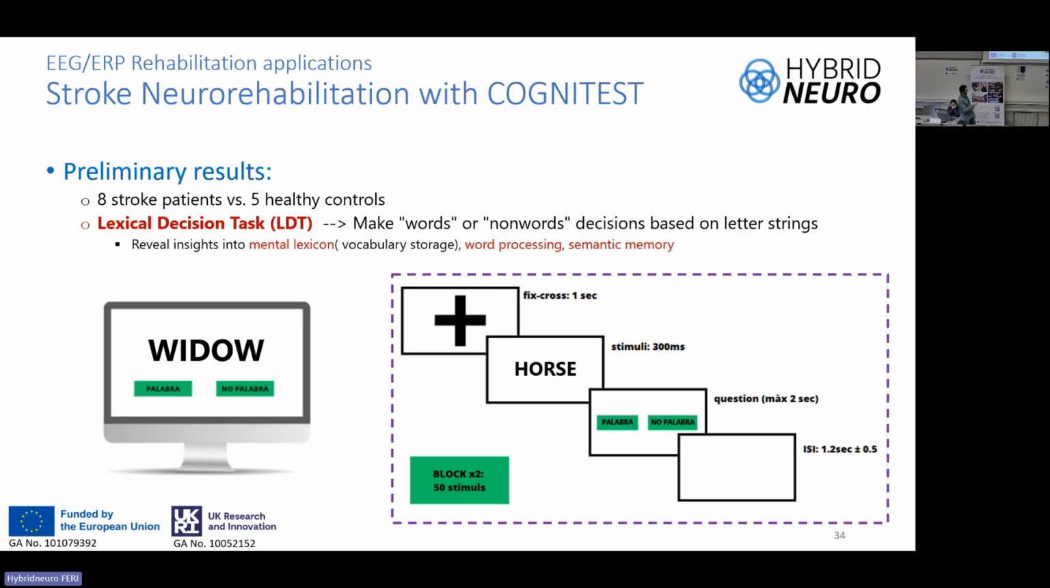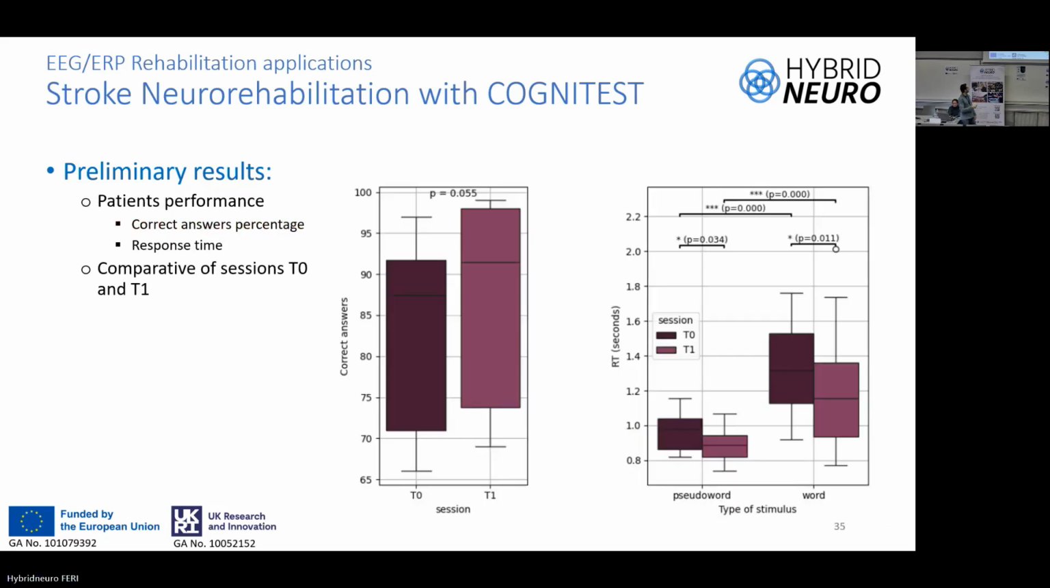In this case, I will present the preliminary results for this task, where some words appear. Some of them are real words, and some are not real words, but they use some common phonemes. I don't know how to say it in English, but some common structures in the language. For example, this can be a non-word, and this is a word. And the patient must try to respond whether it is a word or not.